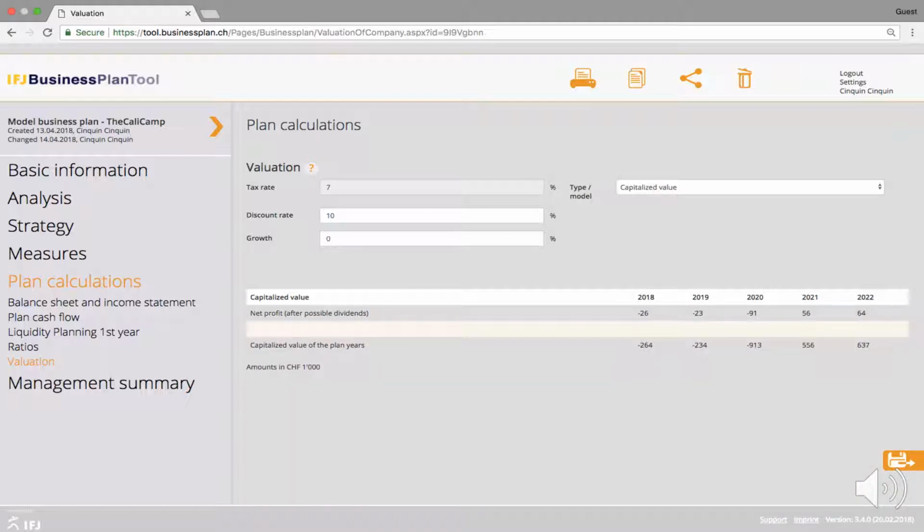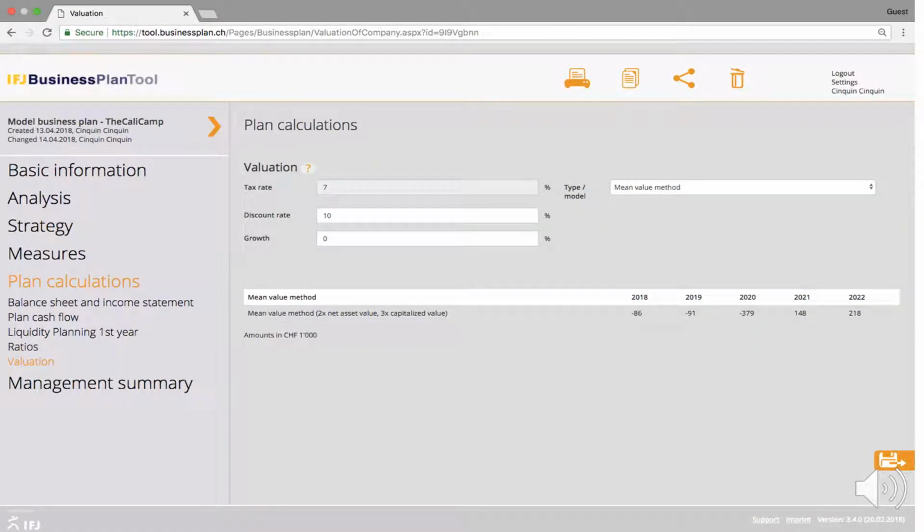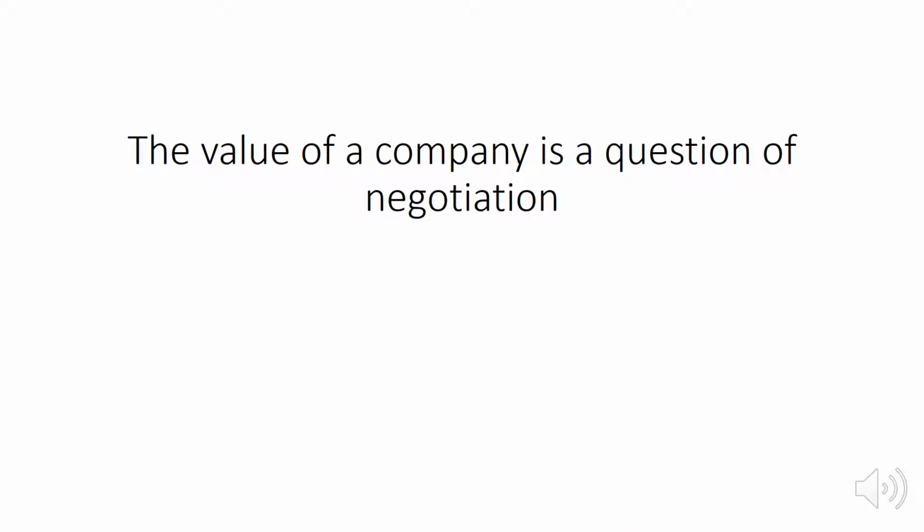Here we can view the capitalized value valuation. Using the mean value method, the value of the company at the 5th year is already much smaller. In reality, the actual value of a company is always a question of negotiation. It will depend on your brand value and your recognition, and whether or not investors and customers alike are attracted to your business. Now we're done with numbers. Let's move on to the management summary.